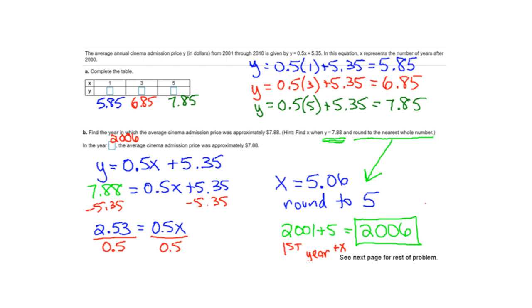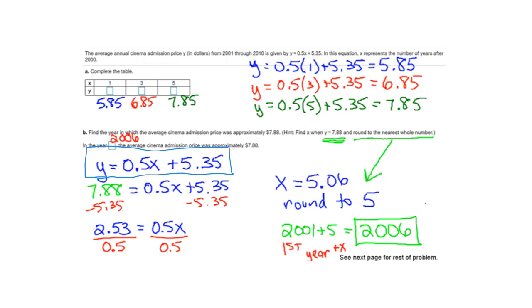So this one was a little more work. They said the average annual cinema admission price, Y, from 2001 to 2010, so this is in dollars, is Y equals 0.5x plus 5.35. So that is my equation that they give me. X is equal to the number of years, and the problem is that they gave me in years since 2001.